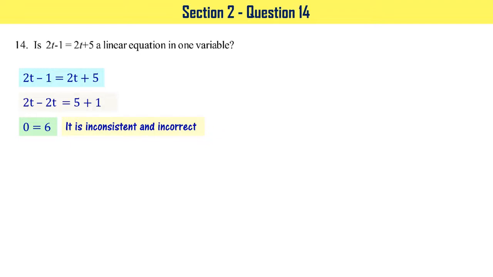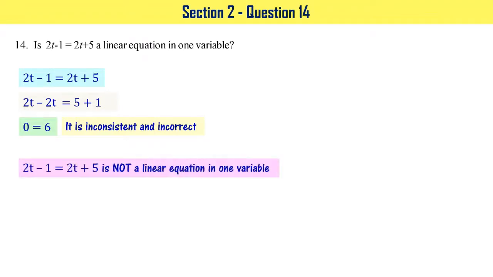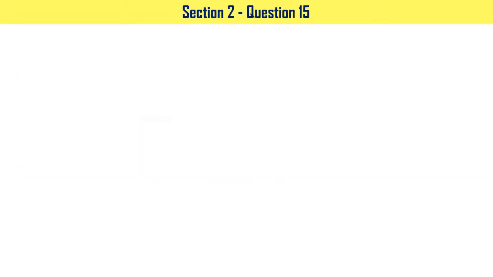That's why this equation given itself is not a correct equation. It is incorrect equation. Hence, we say that 2t minus 1 equal to 2t plus 5 is not a linear equation in one variable to answer. But if you have to say it is not even an equation, please note this. Now, 0 cannot be equal to 6. Let's go to the next question, question number 15.